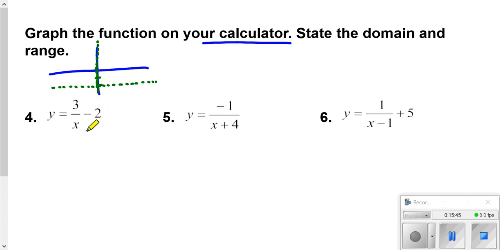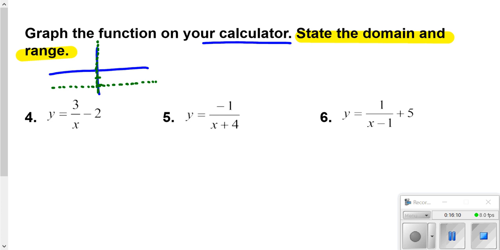So graph asymptotes, graph what you see on your calculator. And then the key idea of this, what I actually want you to practice for sure, is stating domain and range. Look at your graph and then say, what can x equal? What can y equal? I think I should probably just finish number 4. Let's do that. Improvising a little.